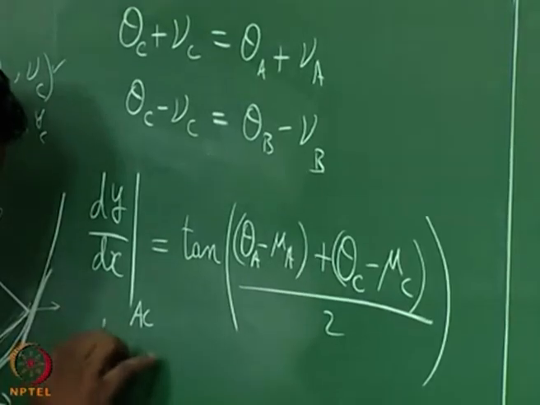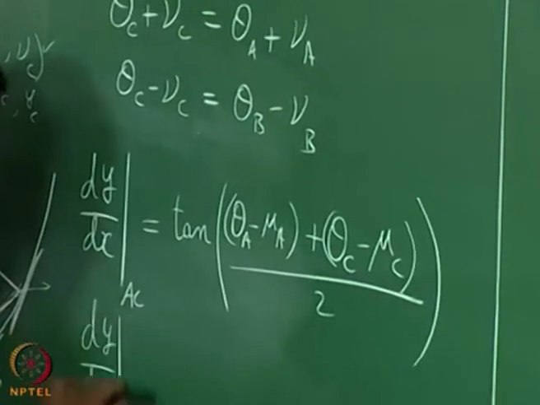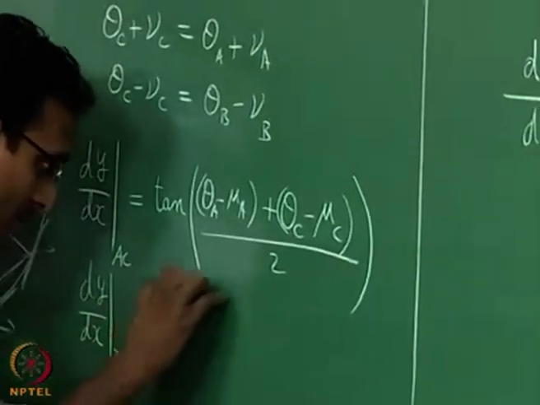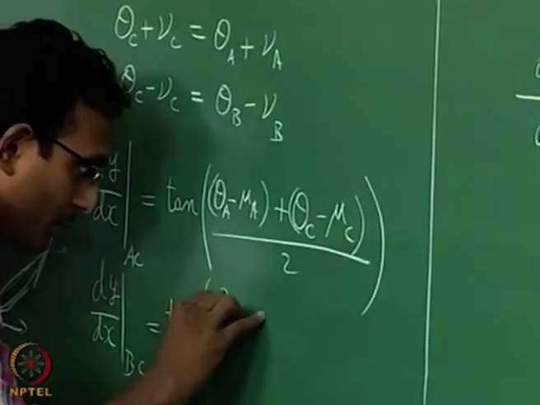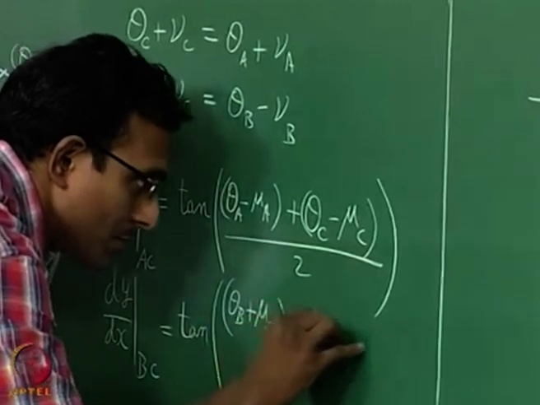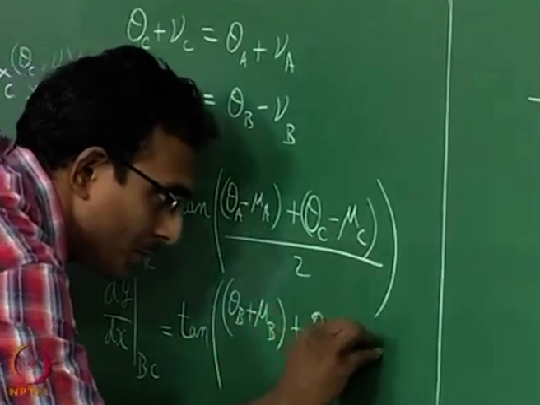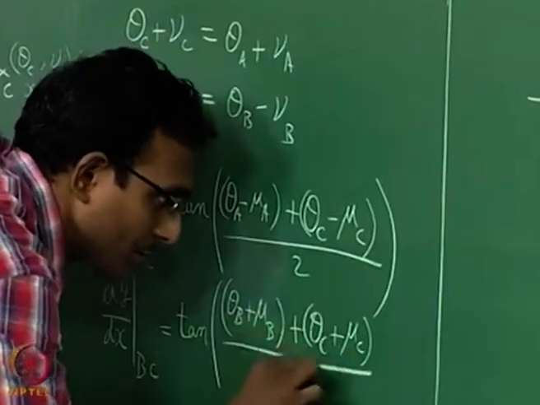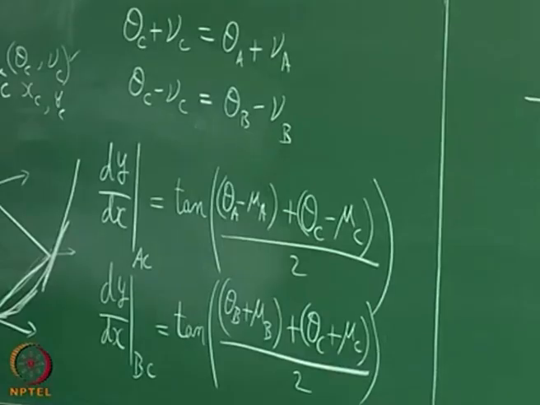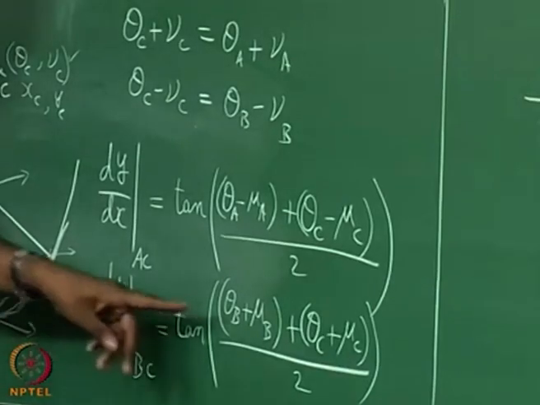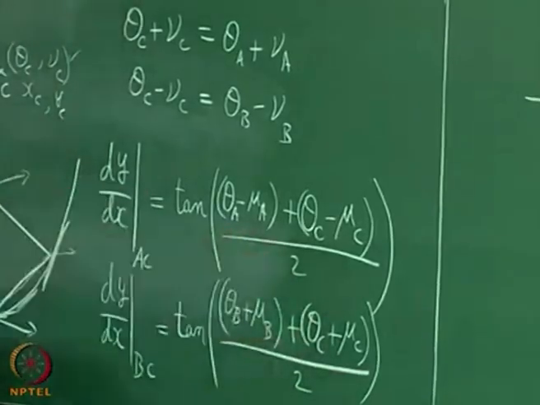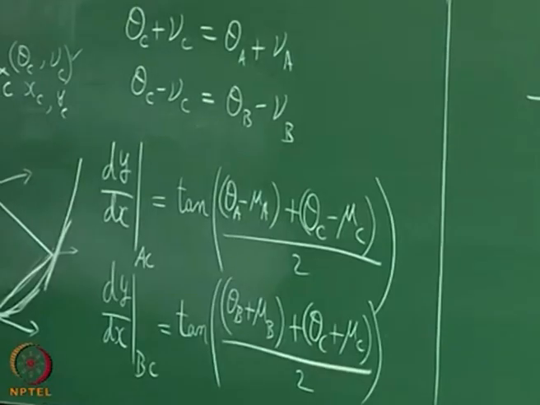Similarly, I will write dy by dx at BC, tan of theta B plus mu B plus theta C plus mu C whole divided by 2. I will write it like this. Of course, you will see different books writing it differently. Some books will write theta B plus theta C by 2 plus mu B plus mu C by 2. It is the same thing anyway. You can look at it whichever way, just different groupings.